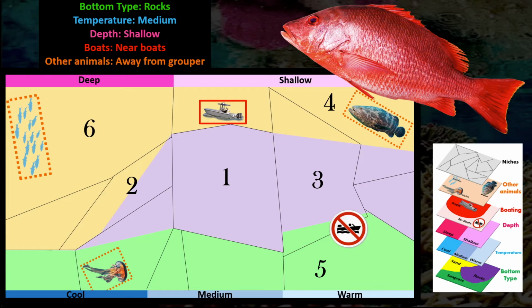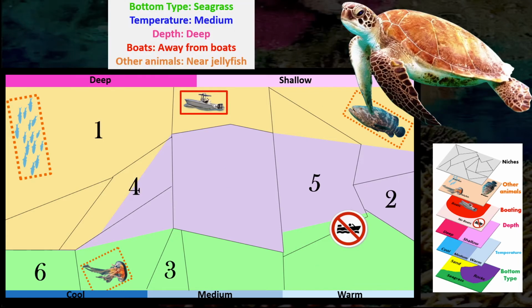All right, did you find your niche? Because the answer is niche number 1. That is rocks, medium temperature, shallow water, near to boats, but away from the grouper. Did everybody get it right? Did your group agree on a number and tell your teacher? All right, excellent. Now next, last but not least, I think we all know who's up at this point.